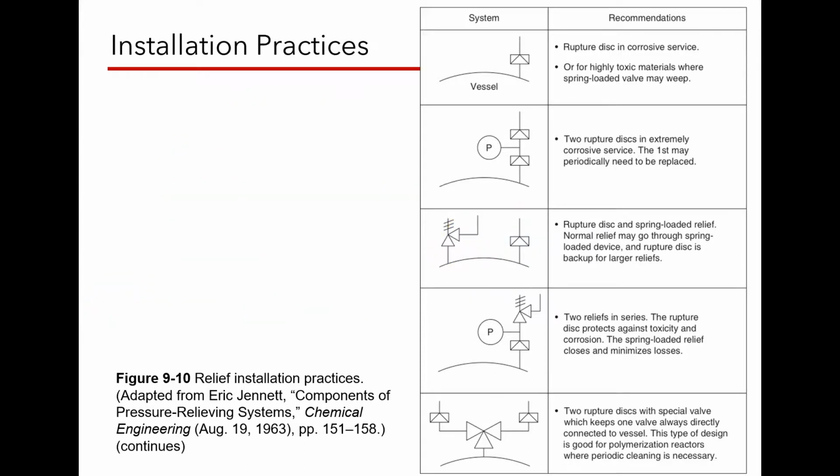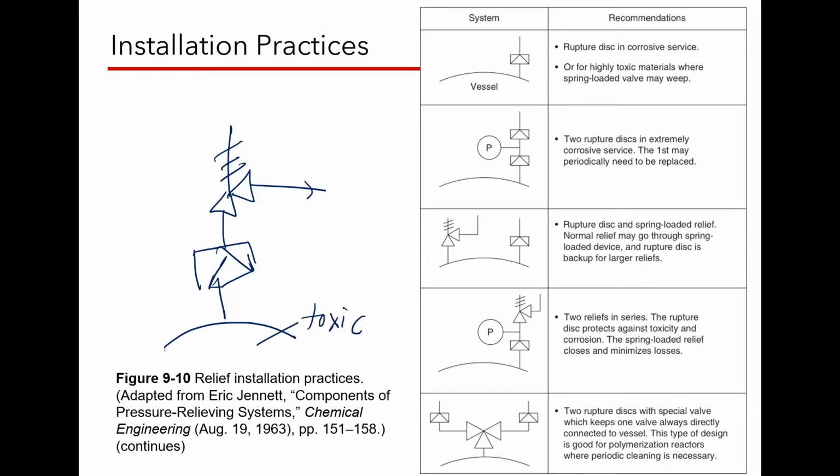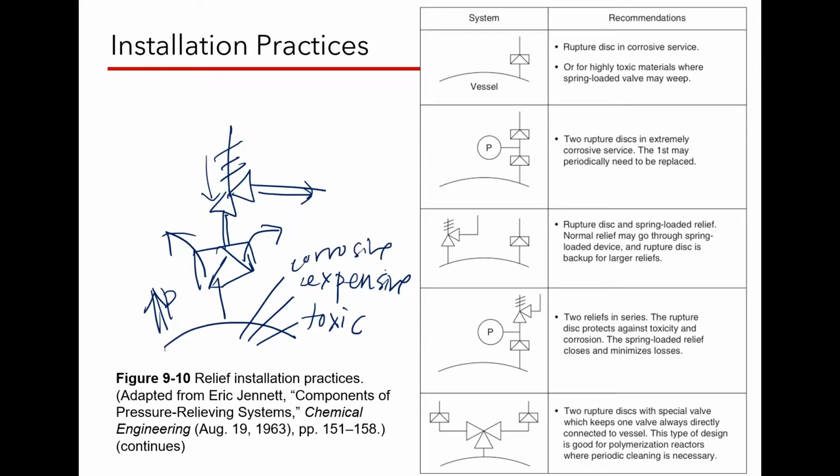But we have a unique scenario here. When do we want to use two valves in series, one rupture disc and one spring-loaded? This is where you want to protect against toxicity, when the chemical is toxic, and also when the chemical is expensive. Meaning when you have a relief burst, you want it to be able to close back when the pressure drops. And also, if let's say this is also corrosive, you want to protect the spring here.